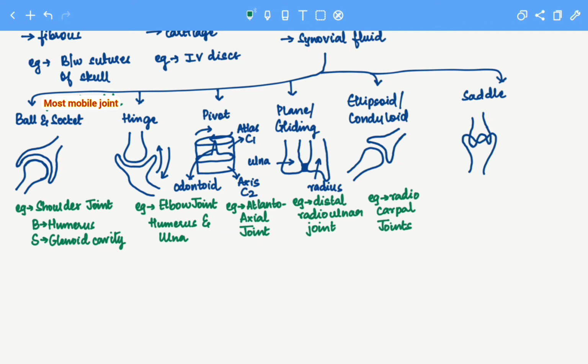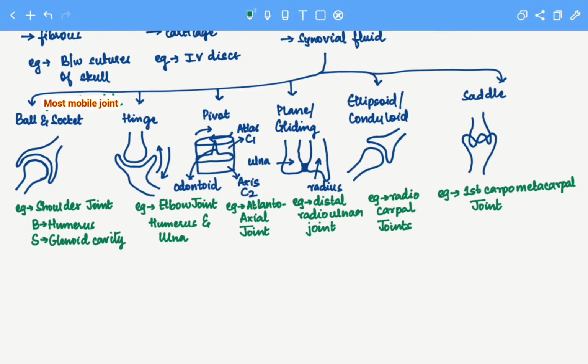Now next we'll talk about the saddle joint. Example of the saddle joint, the first carpometacarpal joint. You can flex your thumb and you can extend your thumb. You can adduct your thumb and you can abduct your thumb. So this is the range of motion of the saddle joint.